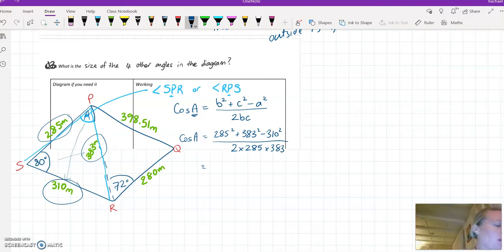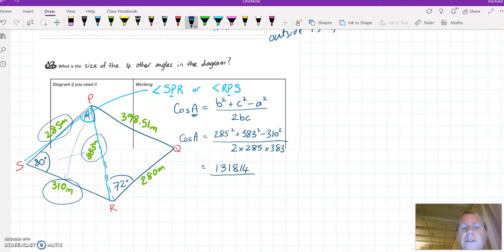All right, so work out that whole goodie, and remember you've got to be super careful with your calculator. So I'm going to do 285 squared plus 383 squared minus 310 squared. Then I'm going to push equals. I'm going to write that number down.